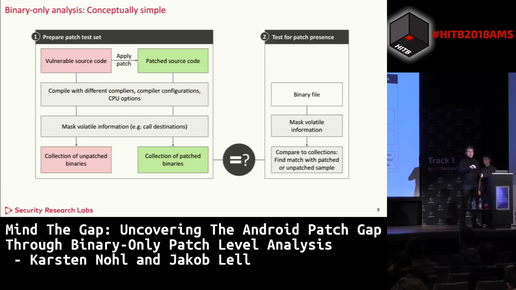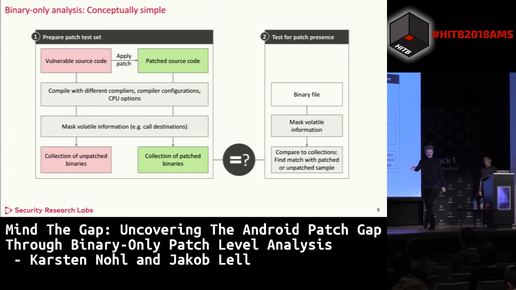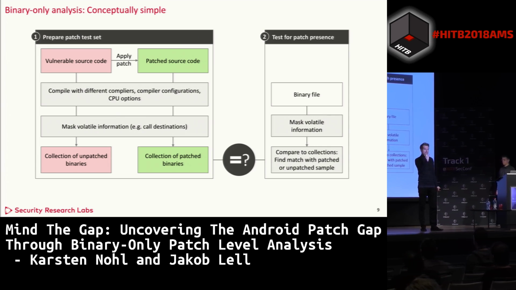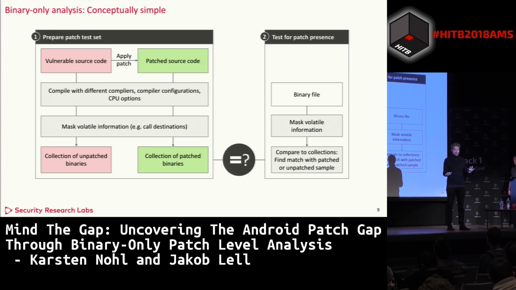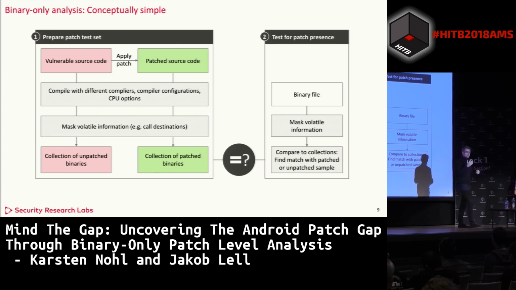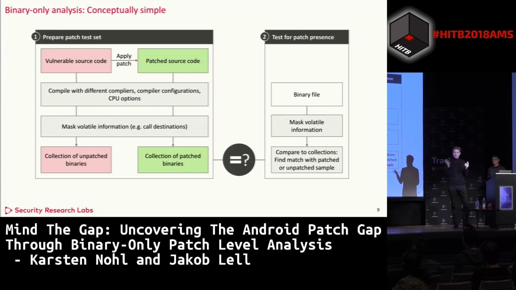And then when we actually want to test one phone or one firmware, we take the binary that's inside that firmware, and again, we take the function, we strip out those volatile values, and we just compare it to our collection. And either it matches one of our samples that has the patch installed, or it matches an example that doesn't have the patch installed. Right? So just by brute force, we find an exact match of that function, and we know whether or not the patch applies.